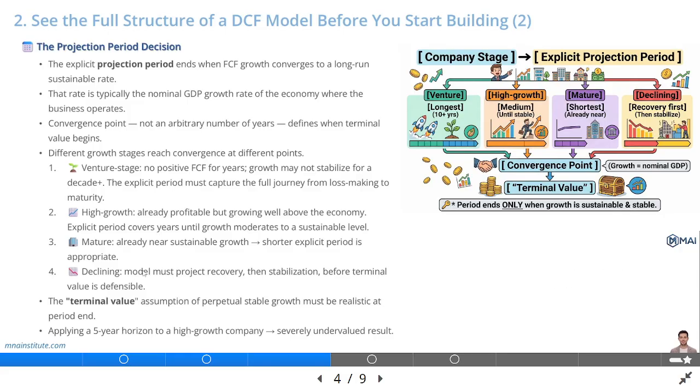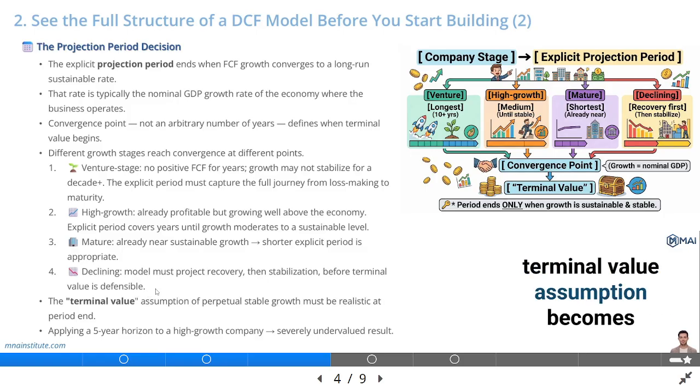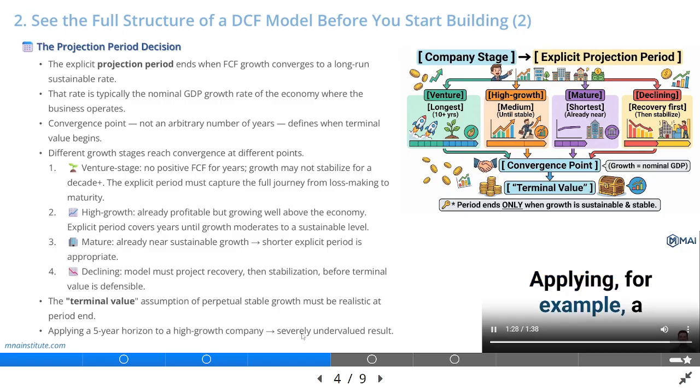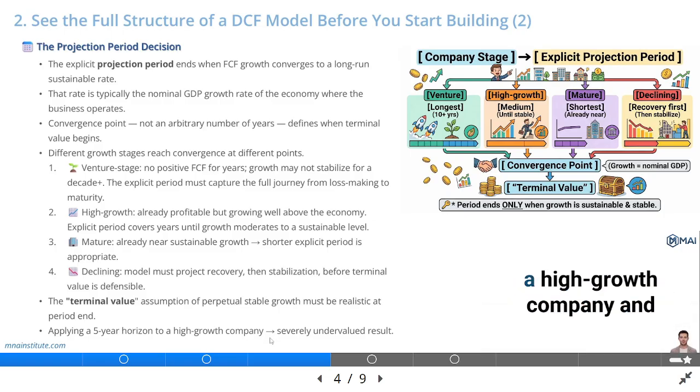A declining company requires a different approach. The model must first project a recovery or restructuring phase, then a stabilization phase, before the terminal value assumption becomes defensible. The key discipline is that the terminal value assumption of perpetual growth at a stable rate must be realistic, given where the company is in its projection at the end of the explicit period. Applying, for example, a 5-year horizon to a high-growth company and a terminal growth rate that assumes immediate stability would produce a severely undervalued result.